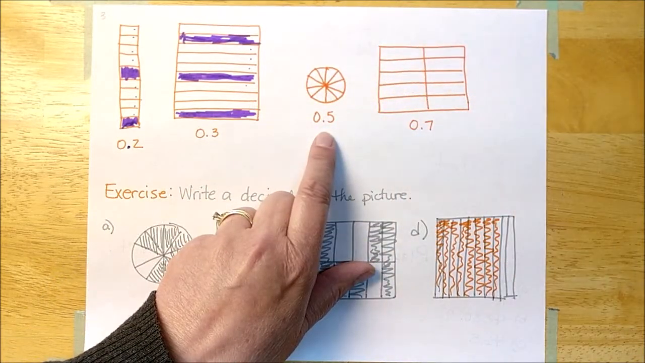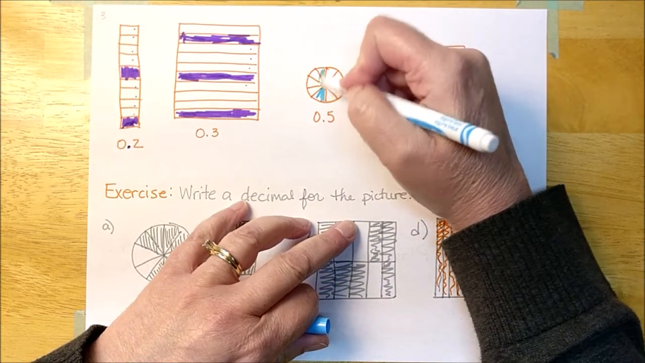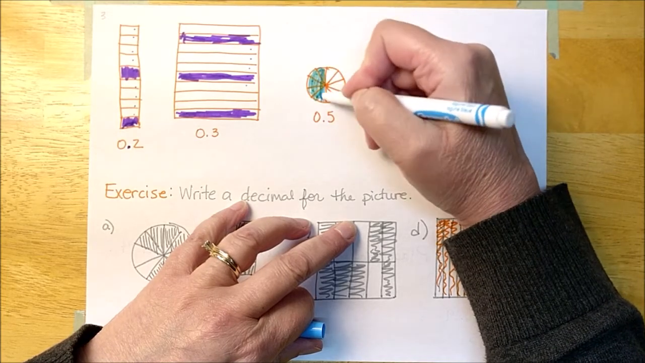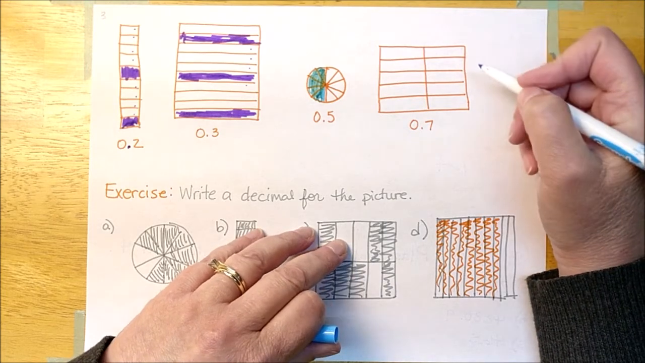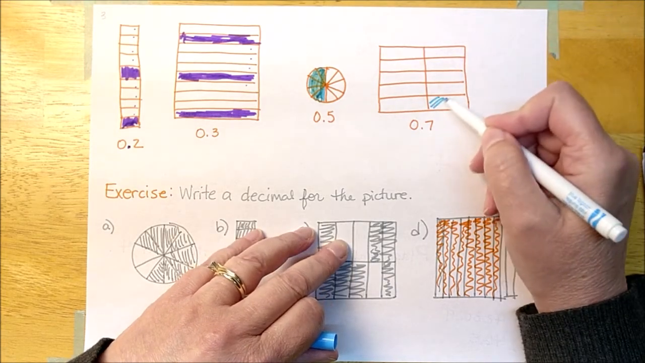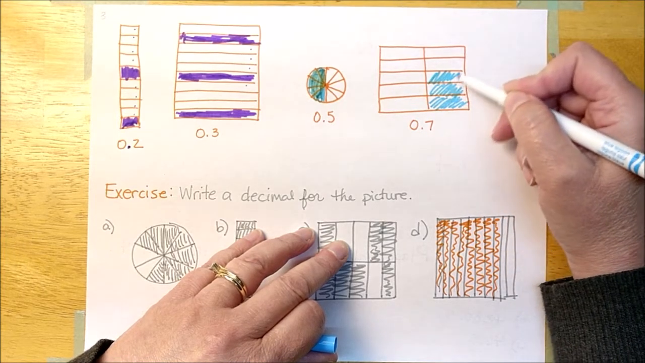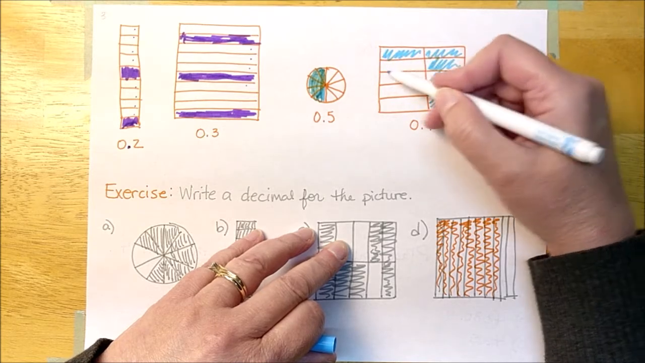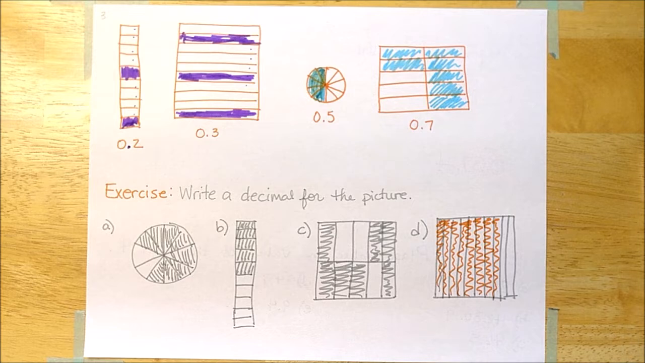So this one would be 5 tenths. And I'm quickly going to color in this whole side. 1, 2, 3, 4, 5. 5 tenths. And my last one says I need to color in 7 tenths. So I'm going to do lines 1, 2, 3, 4, 5, 6, 7 tenths. So that shows 7 tenths.